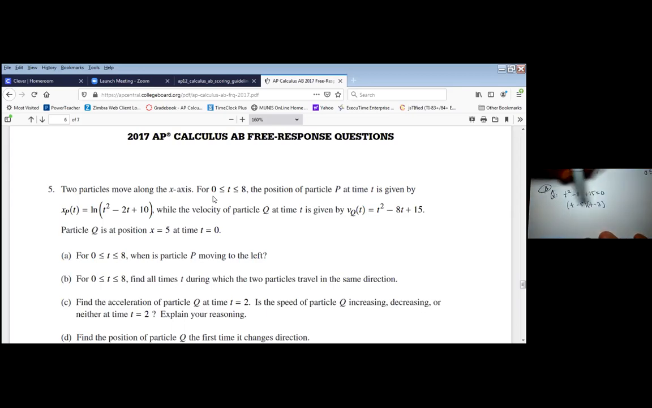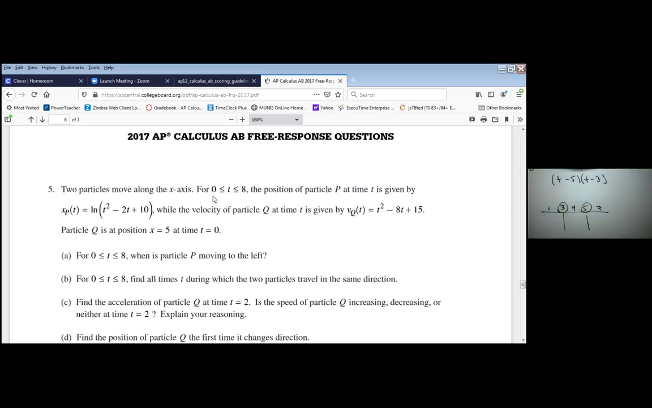We're going to have 3 and 5 for our critical numbers. And now we need to go and test these out. So let's go with 1, 4, 7, something like that. Just remember, we're doing this with particle Q.